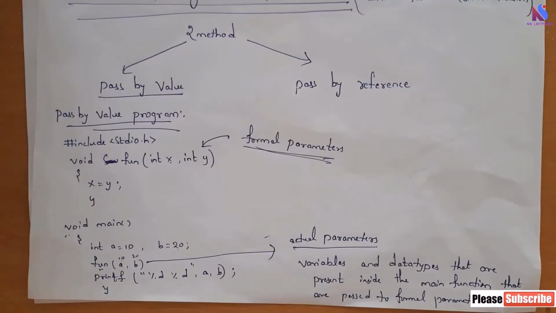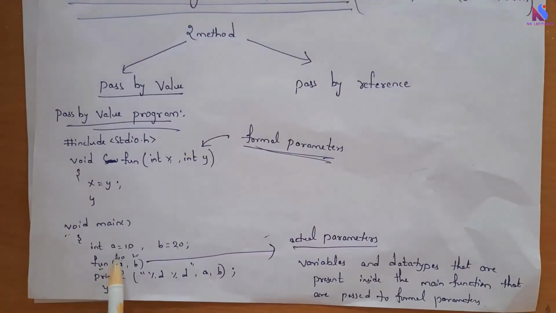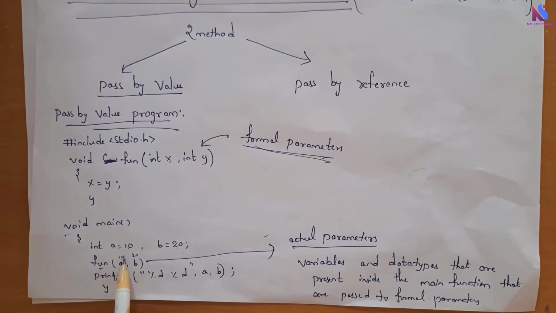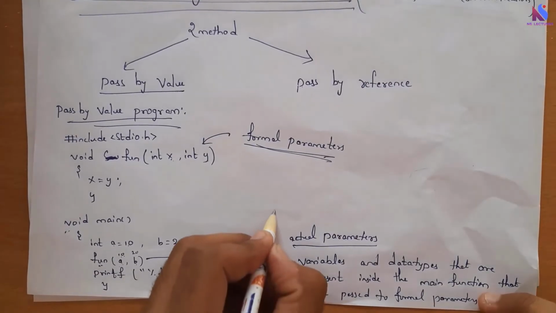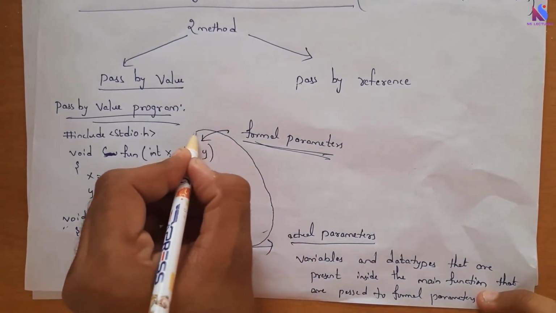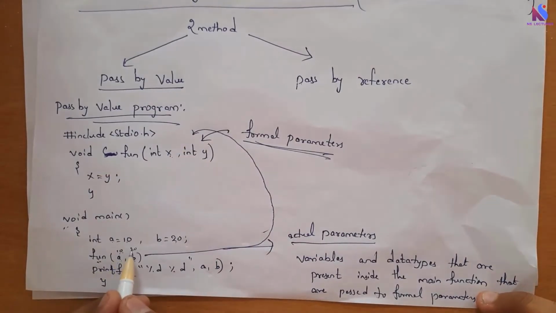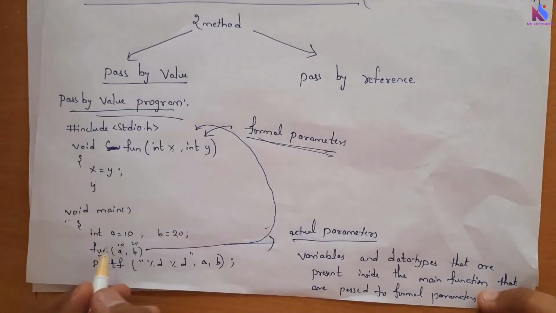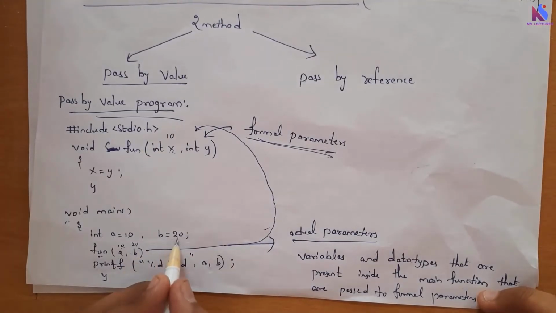I will explain this. Here inside void main I wrote int a equal to 10 and b equal to 20. After that I created one function, let the function name be fun. Inside this function I wrote a comma b. As we know, variable a contains value 10 and variable b contains value 20. The values present in variable a and variable b, that is 10 and 20, are transferred to int x and int y. Now x will store value 10 and y will store value 20.